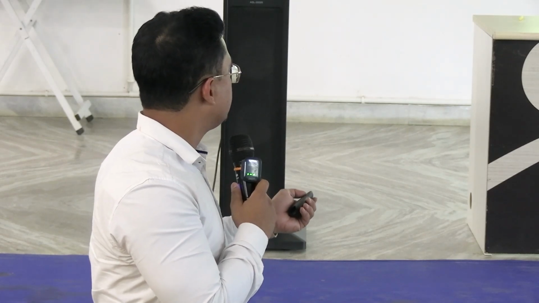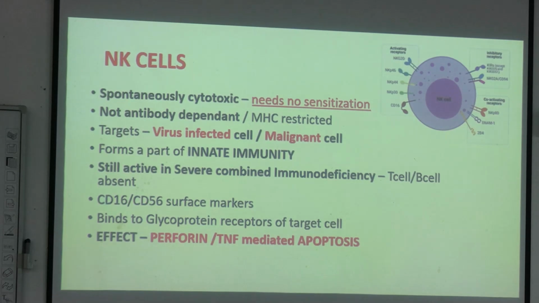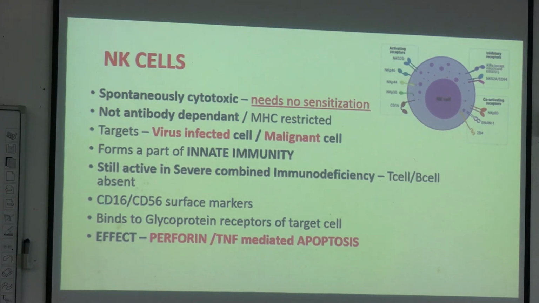They express certain CD antigens on the surface, CD16 and 56. And what is the effect? The effect is perforin or TNF mediated apoptosis. What does TNF mean? Tumor necrosis factor. Okay.